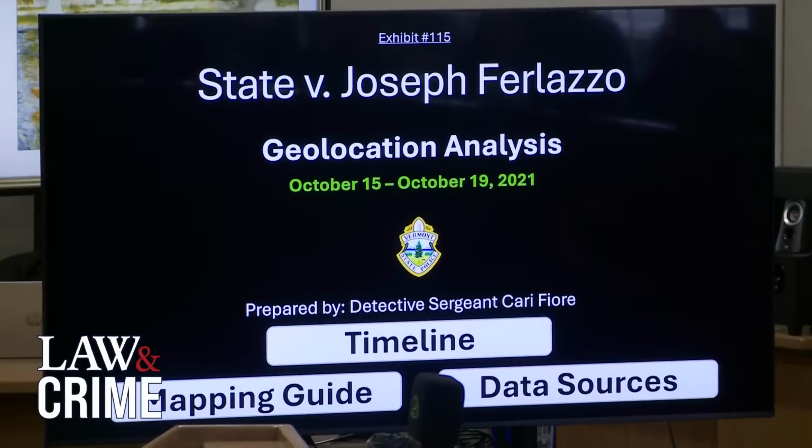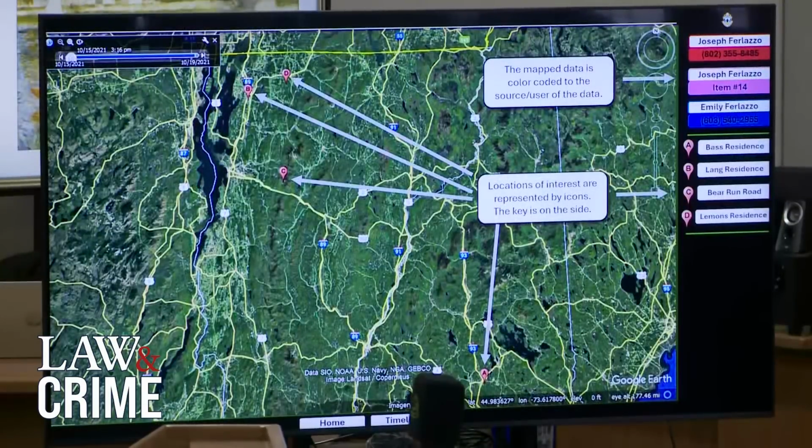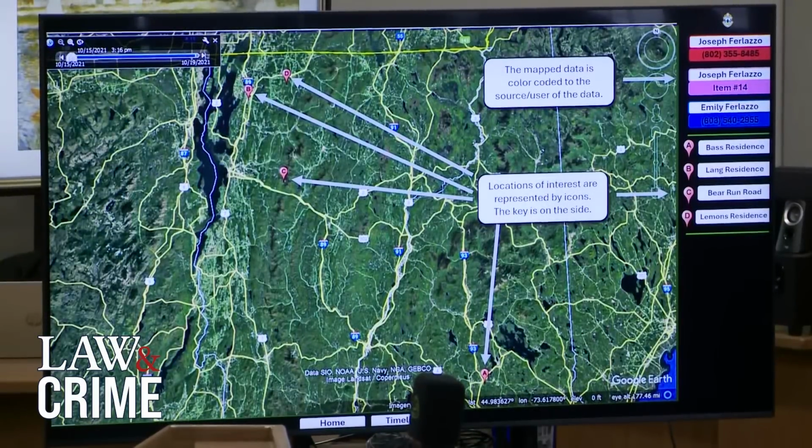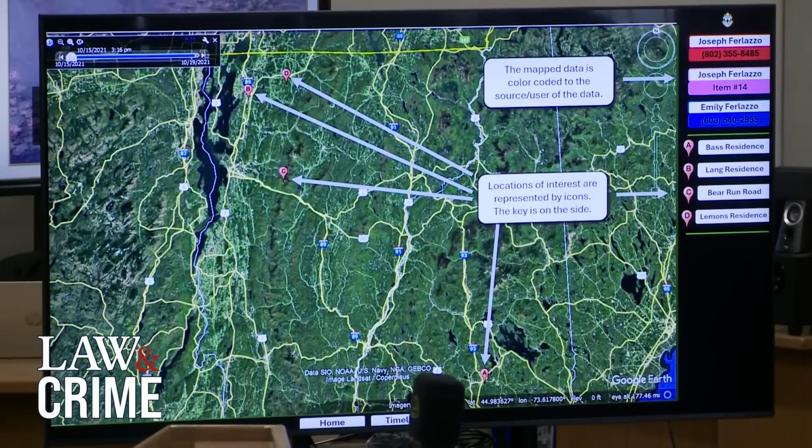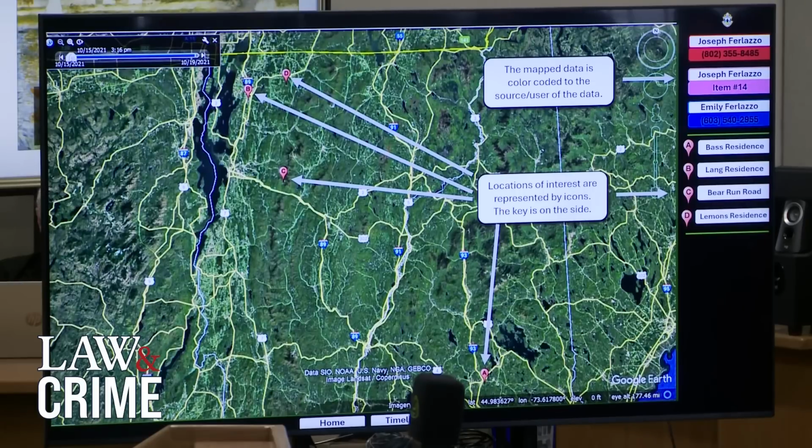What is the jury going to see on these slides? Up in the upper right-hand corner is going to be kind of a key. All of the data from the different sources is color-coded. Anything that's red is associated with those AT&T records for Joseph. Anything that's pink is associated with the iPhone evidence item 14. Everything that is blue is associated with the T-Mobile records for Emily. As there was only one Facebook location, it is also colored blue, but it is not listed on here.